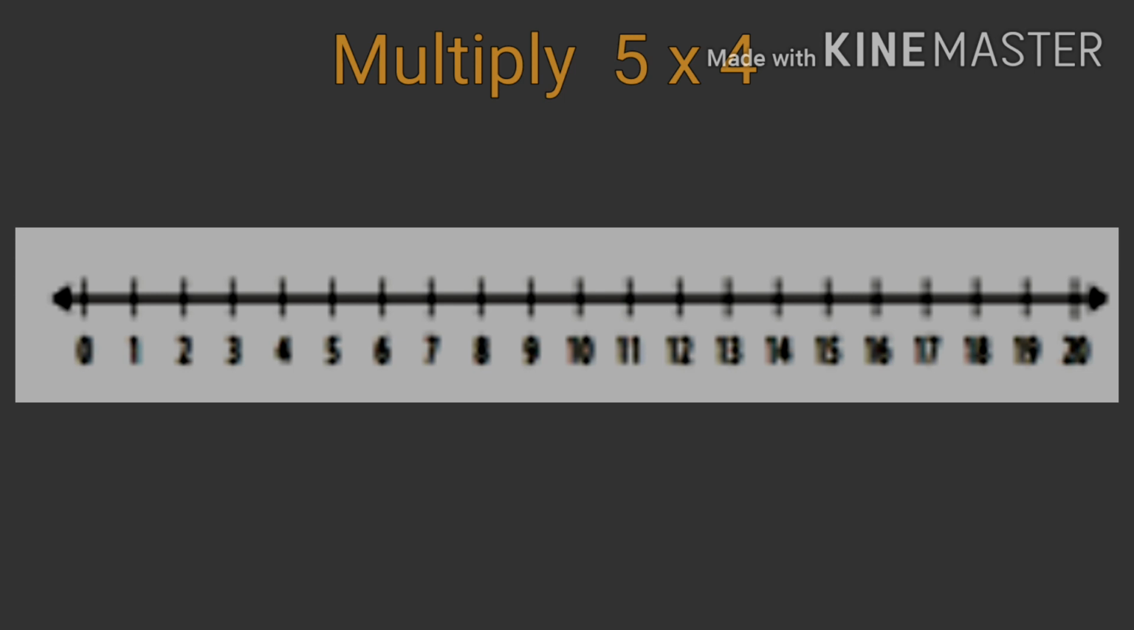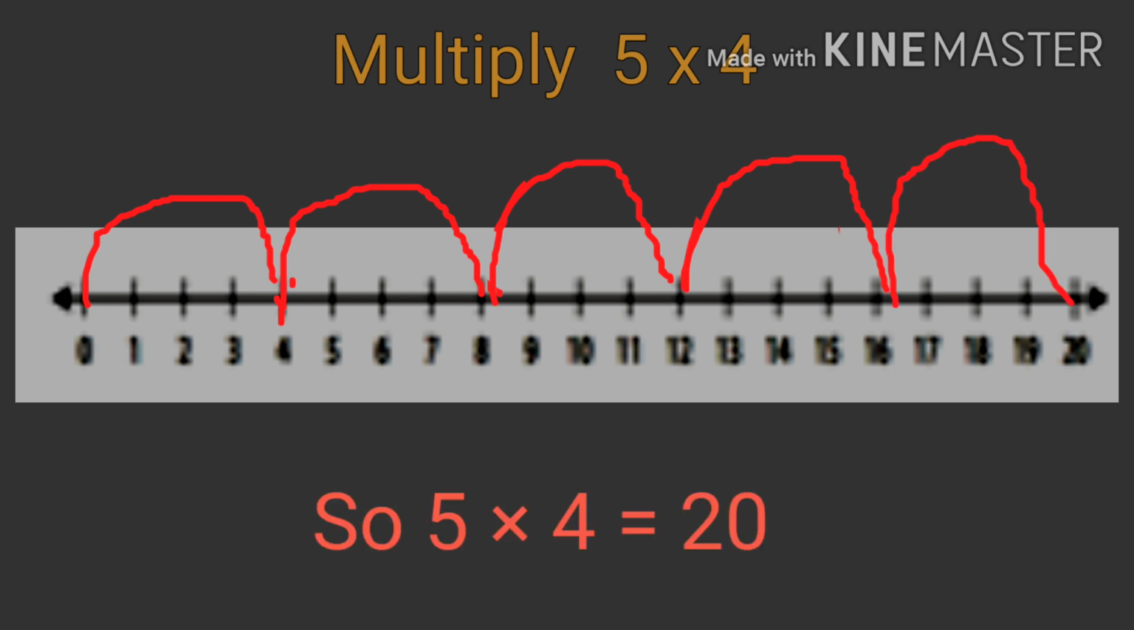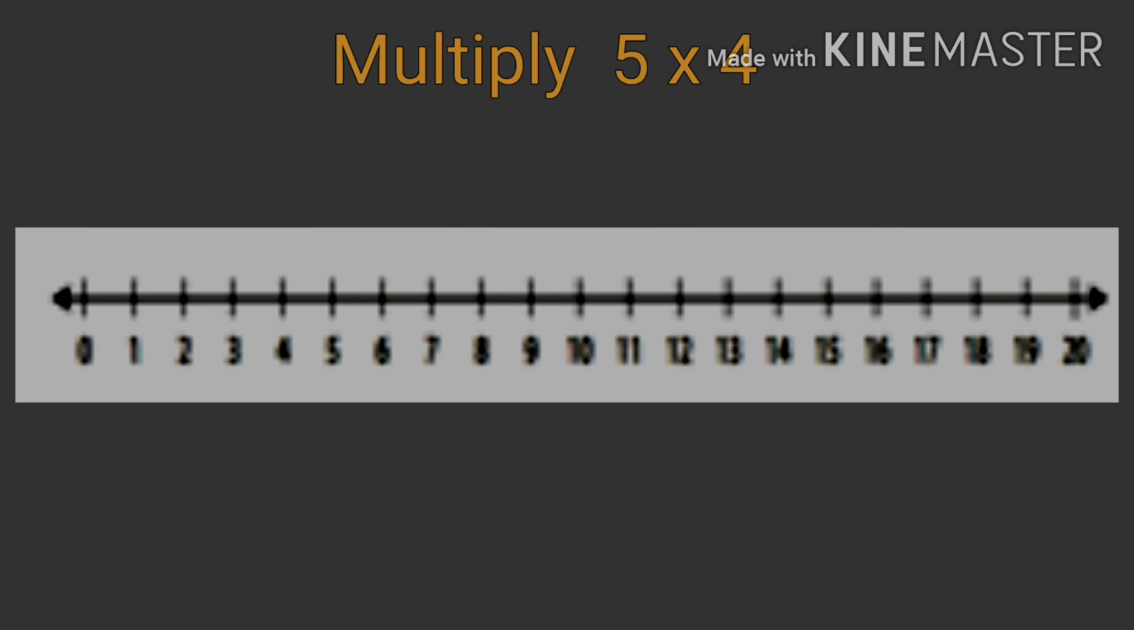Now, let us multiply 5 into 4. That means we have to skip 4 numbers 5 times. 1, 2, 3, 4 and 5. So, where did we stop? Yes, near 20. So, 5 into 4 is equal to 20. Easy, isn't it, children?